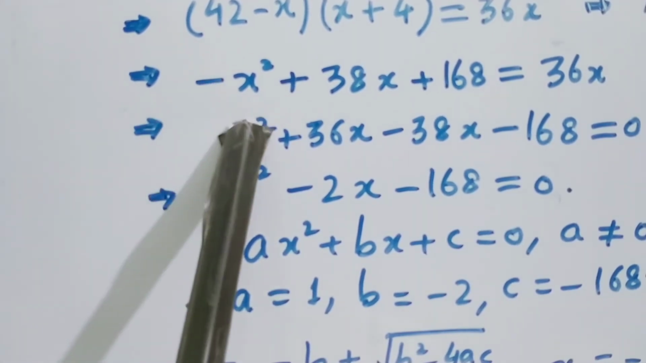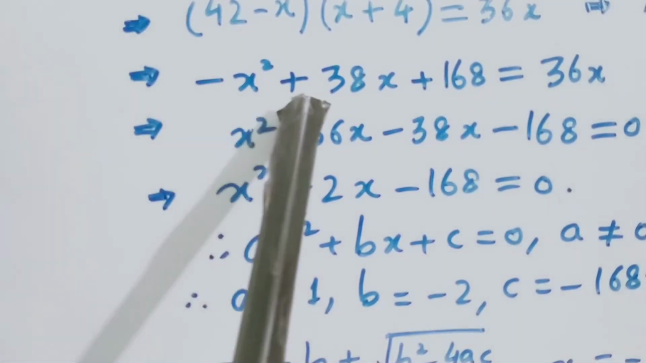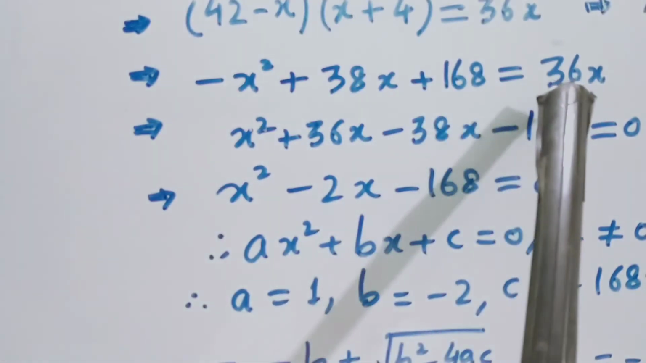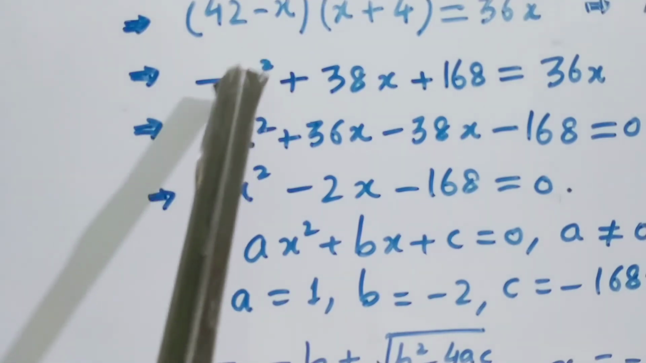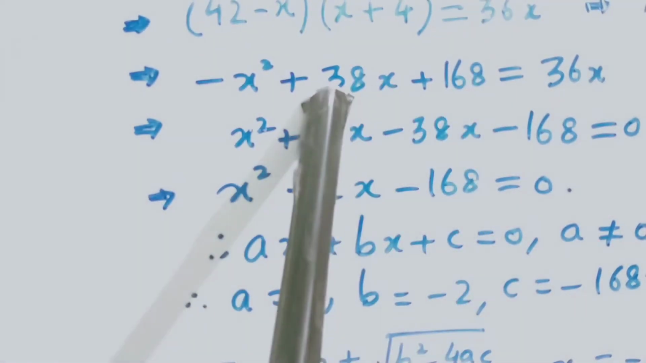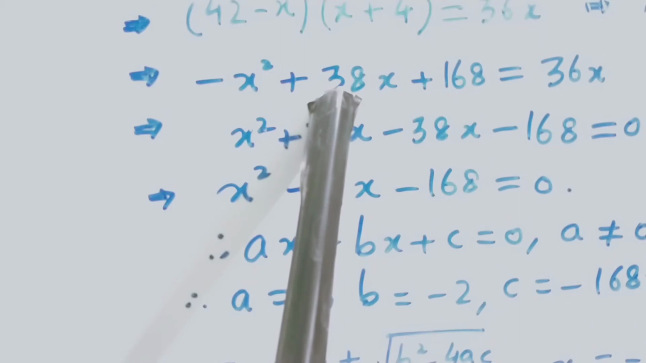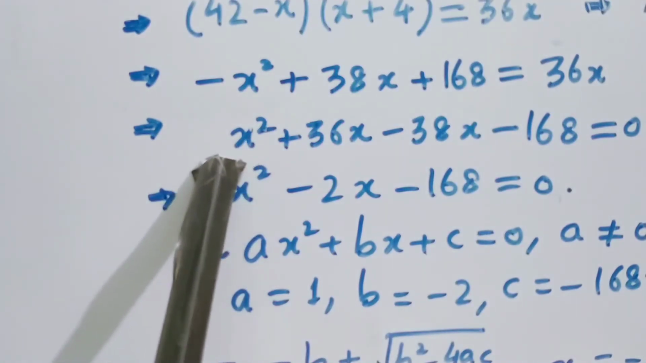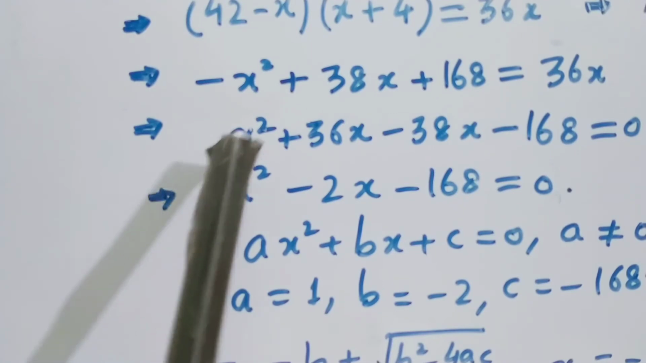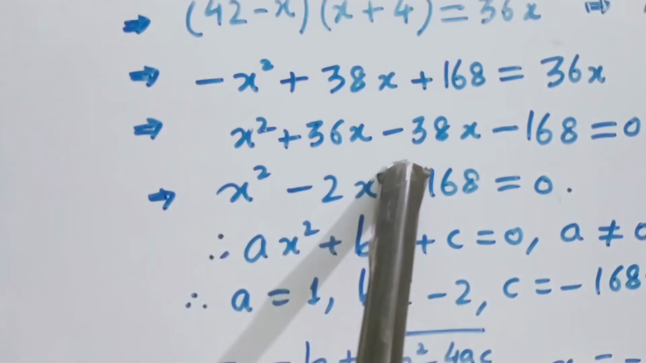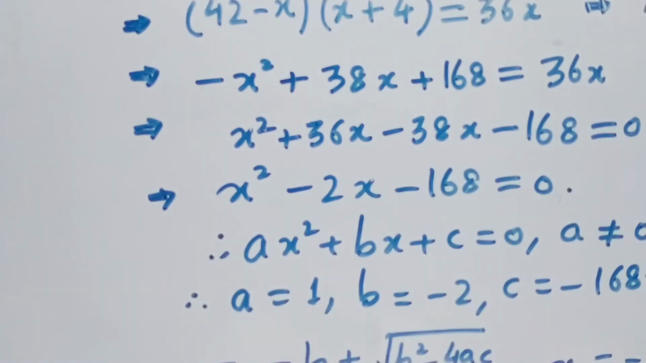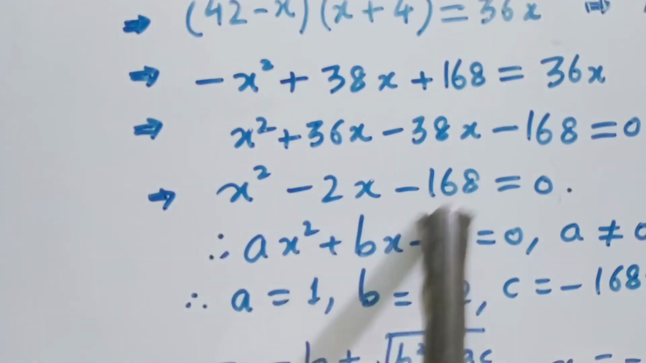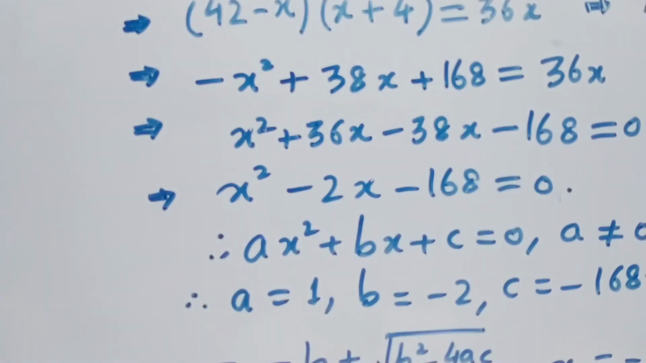After simplification we have minus x square and 42x minus 4x is equal to 38x, plus 168 is equal to 36x. So we will shift all these three values from the left hand side to the right hand side. So x square will be positive on the right hand side, and 36x minus 38x minus 168 equal to 0. So x square, 38 minus 36 is minus 2x, minus 168 equal to 0 is a quadratic equation.